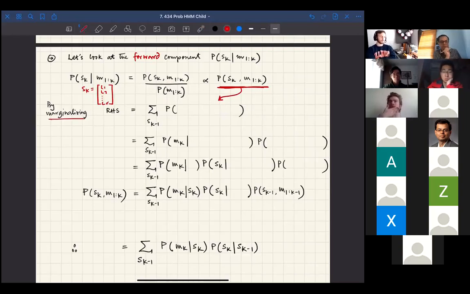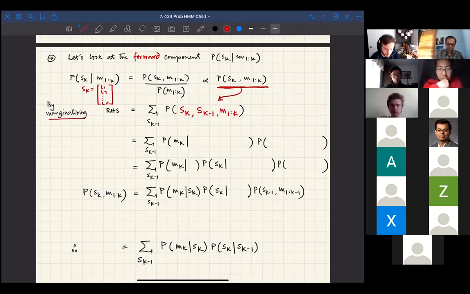we are going to do marginalization. By marginalizing, we can write this as, if I sum over s_{k-1}. Someone quickly tell me what is inside here. I take this, but I sum over s_{k-1}. So then that is P of s_k, comma, s_{k-1}, comma, m_1 through k. Make sense? P of AB, sum over B, equals PA.